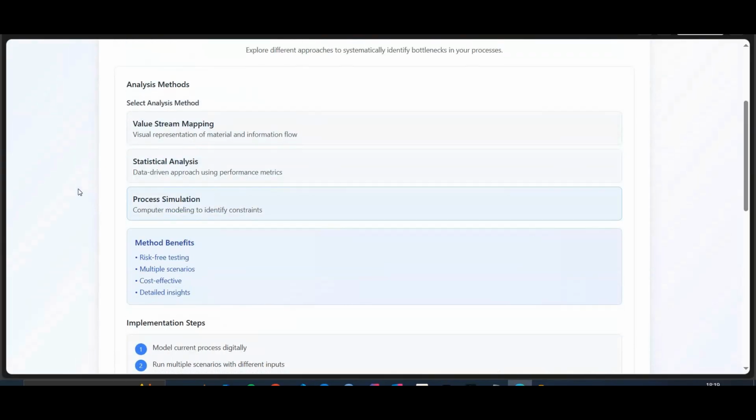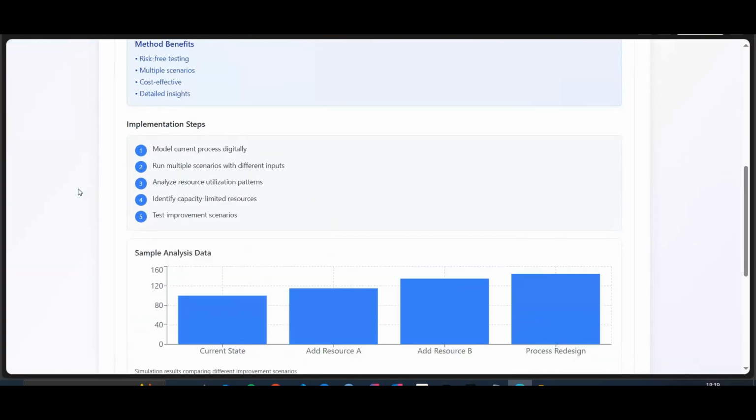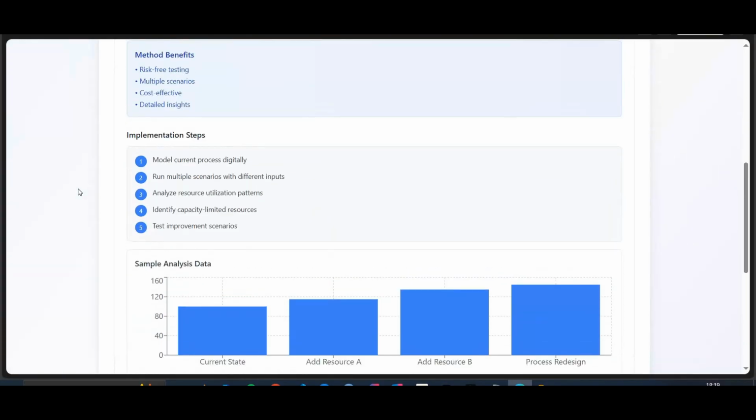The third method is simulation. Instead of relying only on data from the live process, we build a model of the process in software. We can run multiple scenarios, adjust parameters, and see how the system behaves. This way, we can identify which resources get overworked and test what would happen if we, say, added another resource or redesigned a step. It is a safe and cost-effective way to experiment before making real changes.